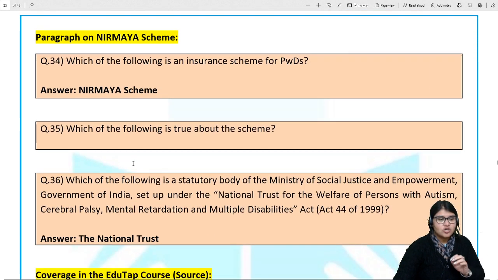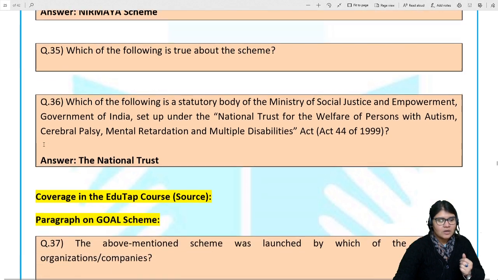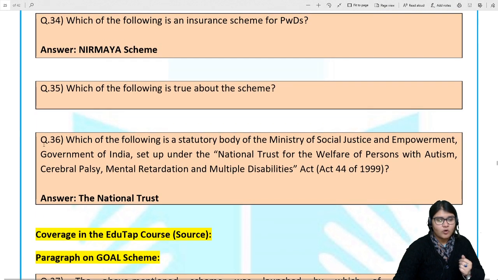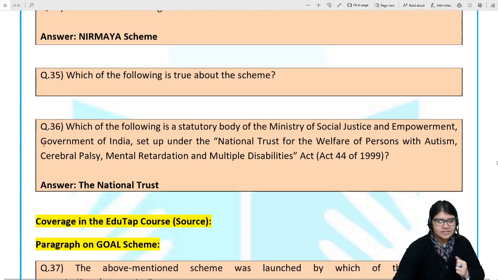Then there was a passage on Nirmaya scheme. The first one, the question read, which of the following is an insurance scheme for persons with disabilities? Answer is Nirmaya scheme. We need to identify the scheme talked about in the passage. Next, there was a question which referred to identifying which of the following statement is true about the scheme. This again we were not able to get from the students. They were not able to recollect the exact statement. So if you know, you can mention that in the comment section.